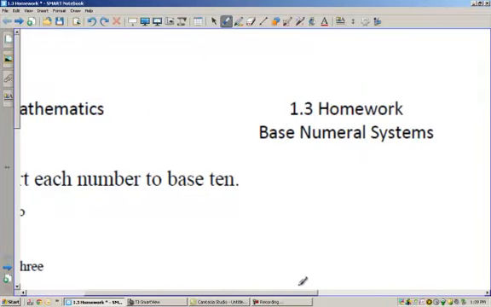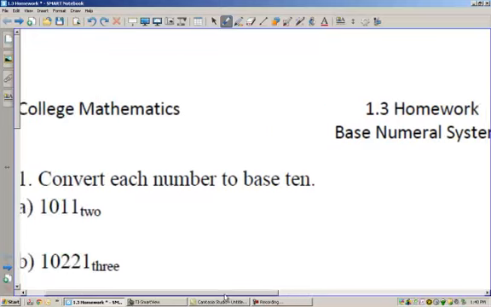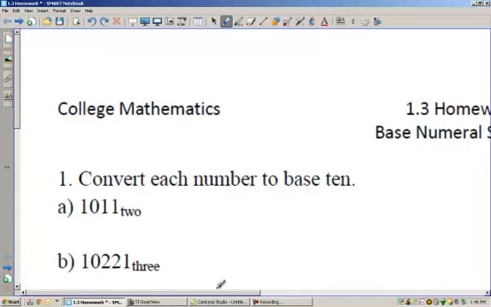Okay, this is 1.3 homework, base numeral systems, and in number 1, what we would like to do is convert each number to base 10. And the idea is that in base 2, this represents the 1's column, this represents the 2's column, this represents the 2 squared column, and this represents the 2 cubed column. Or you can think of these as cups, the 1's cup, the 2's cup, the 2 squared cup, and the 2 cubed cup.